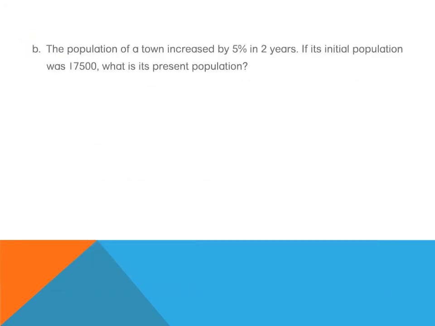Now question number B, the population of a town increased by 5% in 2 years. If its initial population was 17,500, what is its present population?